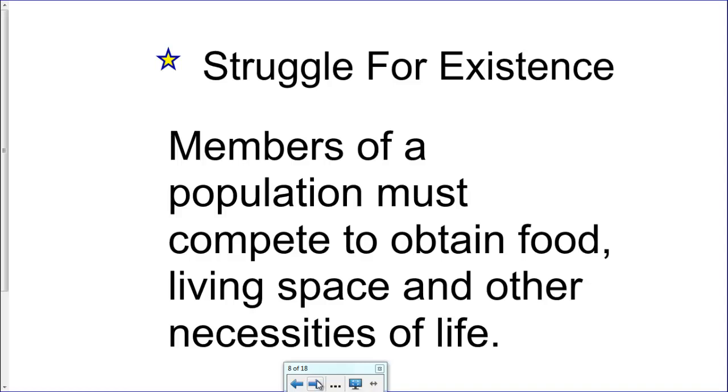The plant that has space and sunlight will live. The plant that doesn't will not live. The rabbit that can access the grass and have a habitat will live. The rabbit that can't access the grass won't. So saying it again, the struggle for existence is that members of a population must compete to obtain food, living space, and other necessities of life.